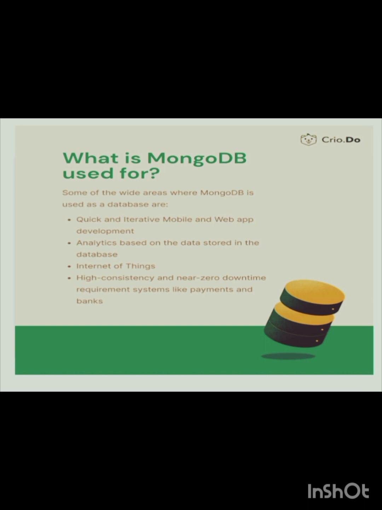Some of the wide areas where MongoDB is used as a database are quick and iterative mobile and web app development and analytics based on the data stored in the database, Internet of Things, and high consistency and near zero downtime requirement systems like payments and banks. And when it comes to the document model, the document data model is a powerful way to store and retrieve data in any modern programming language, allowing developers to move quickly.